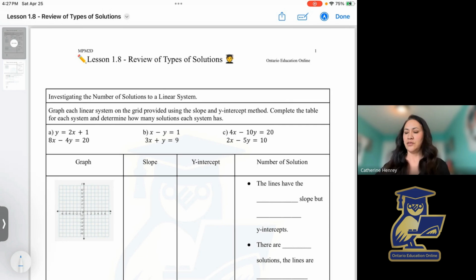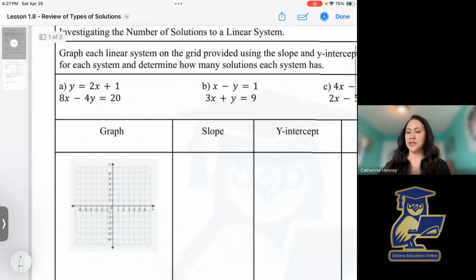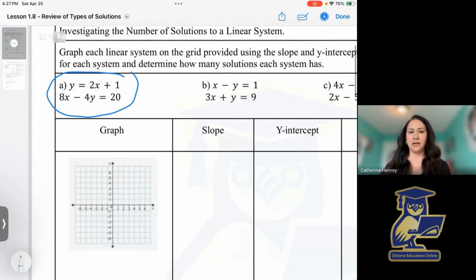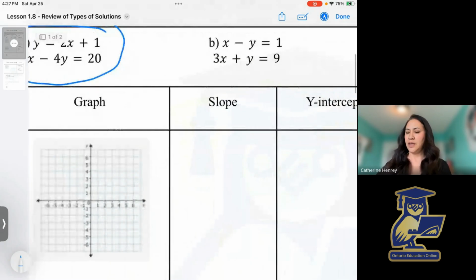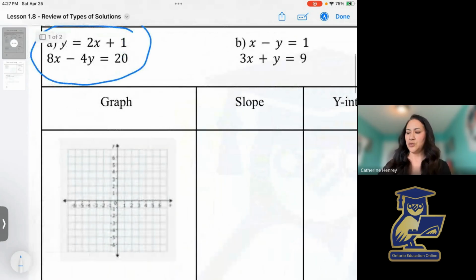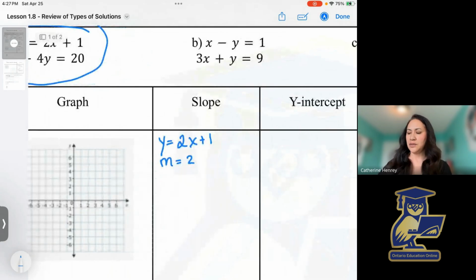So the first we're going to focus on is A here. And I'm going to put them into this first part of the grid. So in y equals 2x plus 1, the slope is given, it's 2, and the y-intercept, b, is 1.